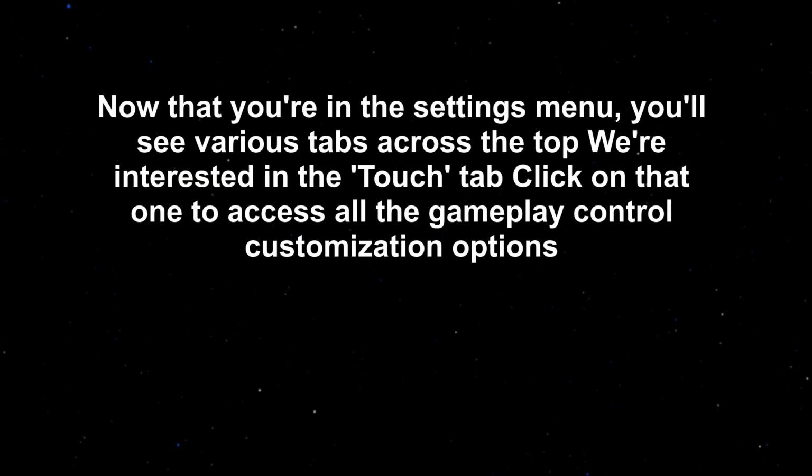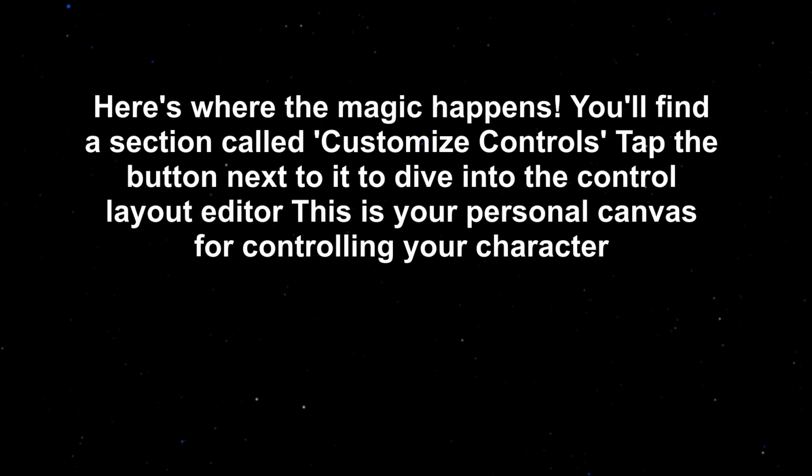Now that you're in the settings menu, you'll see various tabs across the top. We're interested in the touch tab. Click on that one to access all the gameplay control customization options. Here's where the magic happens.